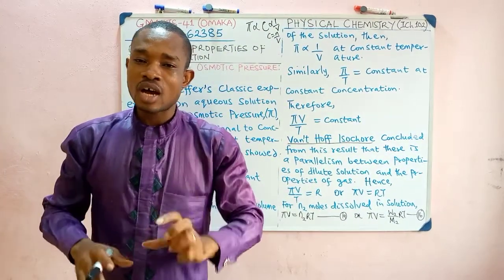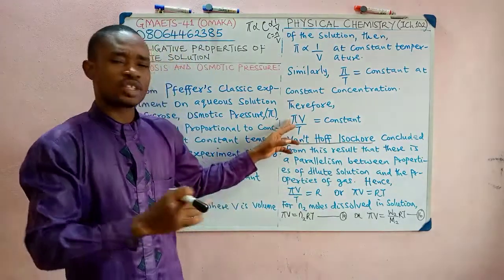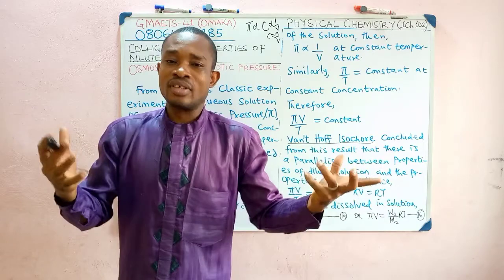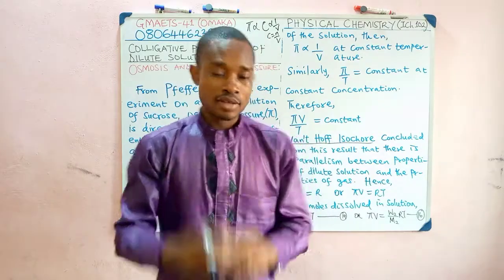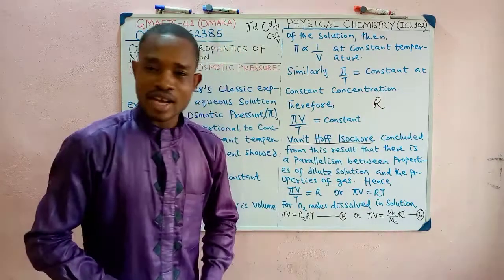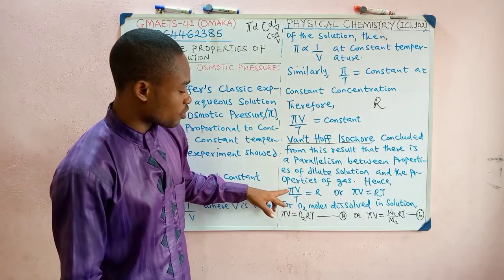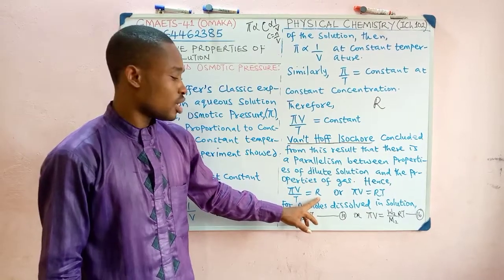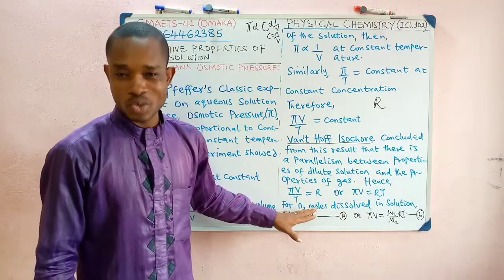So if we do that, this whole term will now be equal to a constant. This is where Van 't Hoff came in with his conclusion, saying that there is this similarity in this equation with what we know about gases. He now drew this parallel between these two, properties of dilute solution and properties of gases. Hence, he concluded that this constant should be equal to R, the universal gas constant. Is that okay? And that is why we now have this equation: osmotic pressure times volume of the solution divided by the temperature will be equal to universal gas constant. You can also cross multiply to get an equation like this. So this equation is our Van 't Hoff's equation. Take notes.